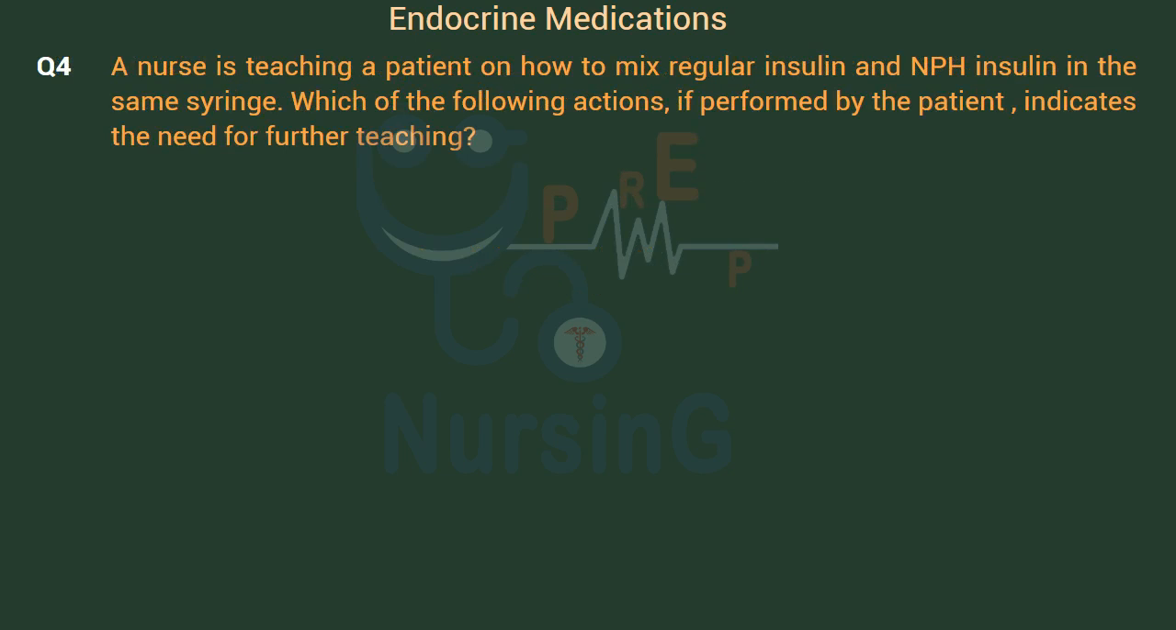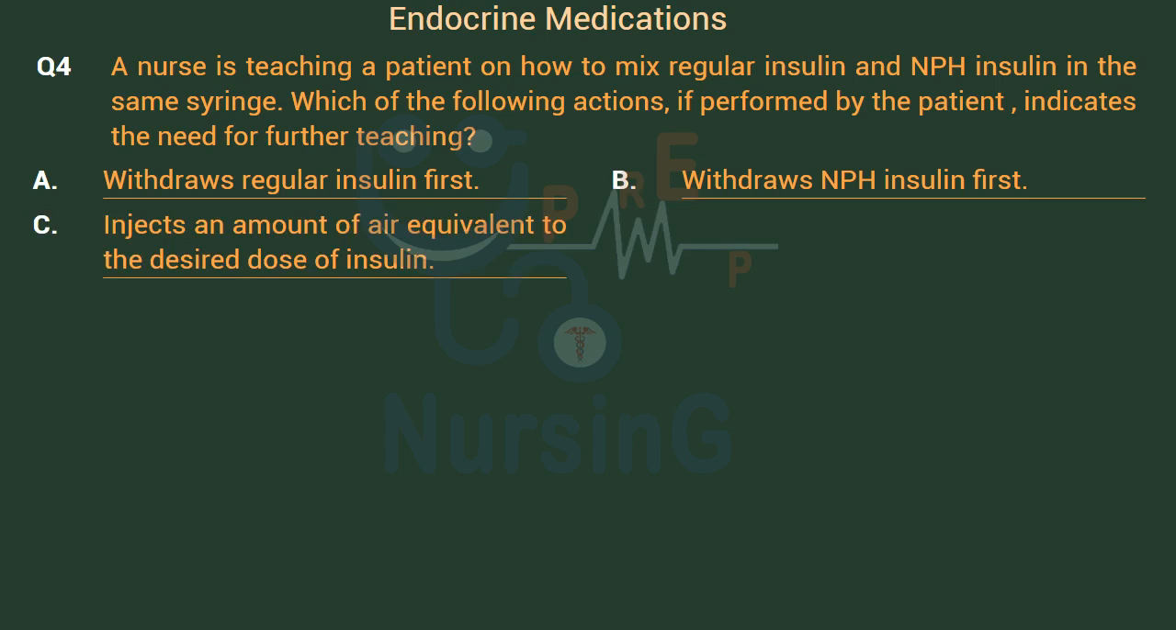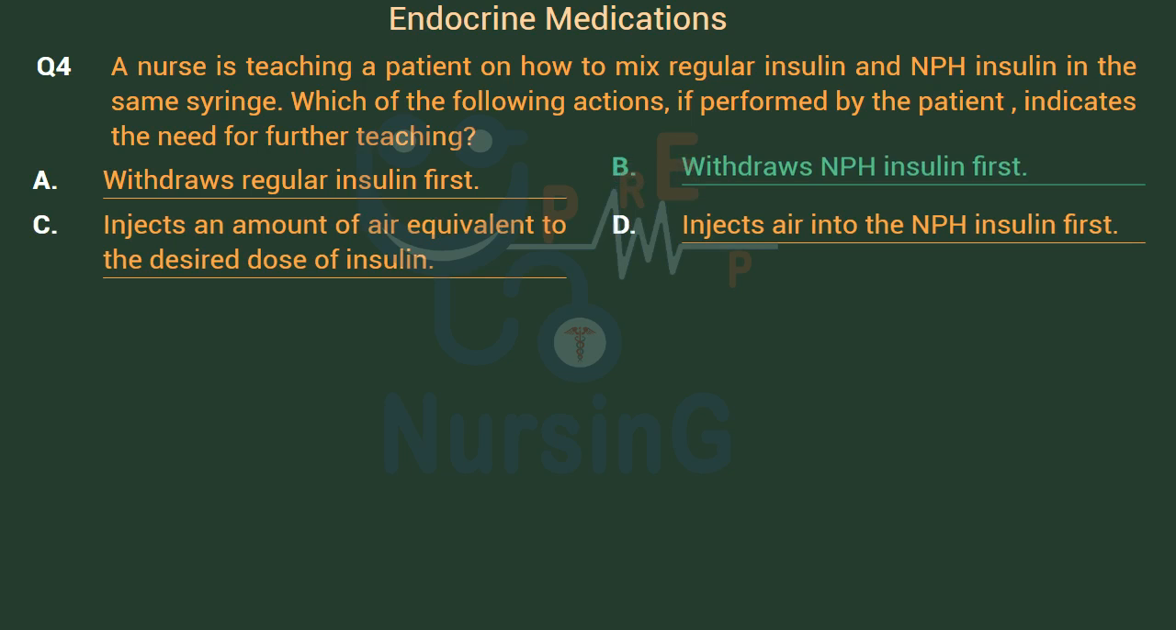A nurse is teaching a patient on how to mix regular insulin and NPH insulin in the same syringe. Which of the following actions, if performed by the patient, indicates the need for further teaching? Option A. Withdraws regular insulin first. Option B. Withdraws NPH insulin first. Option C. Injects an amount of air equivalent to the desired dose of insulin. Option D. Injects air into the NPH insulin first. Right answer is Option B.